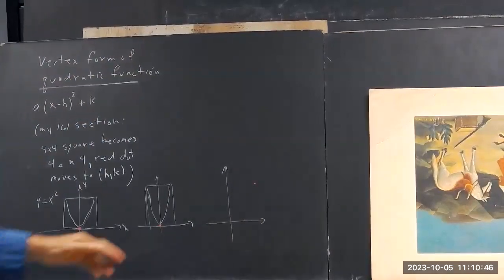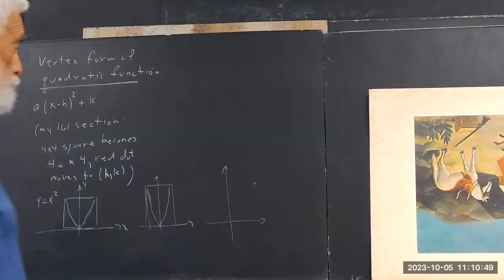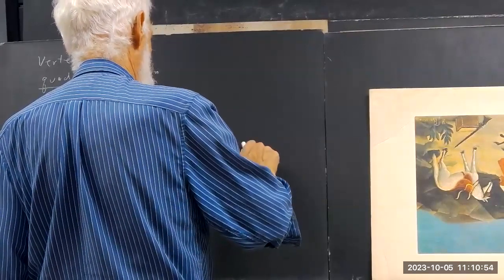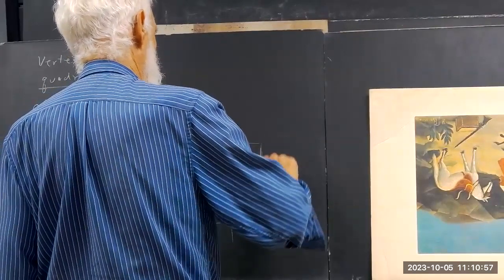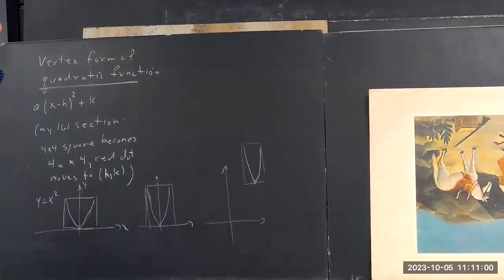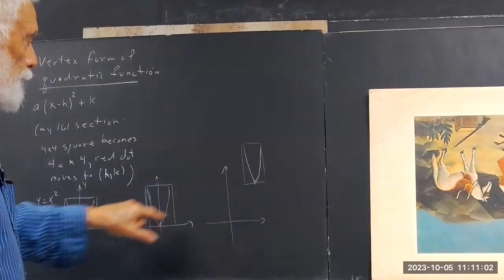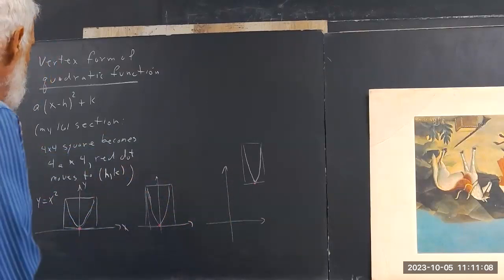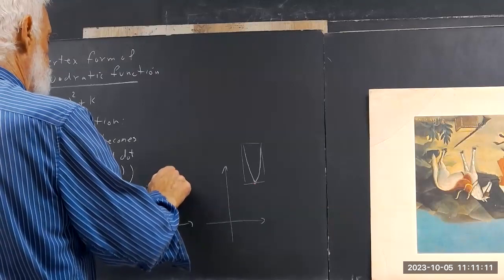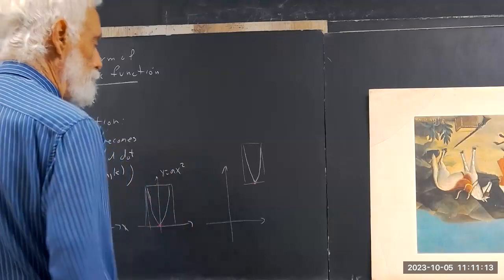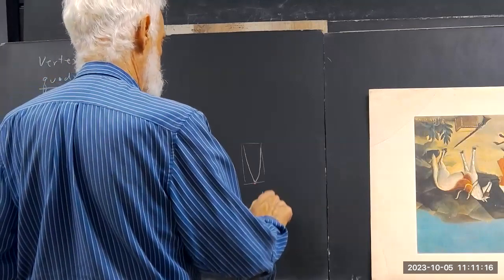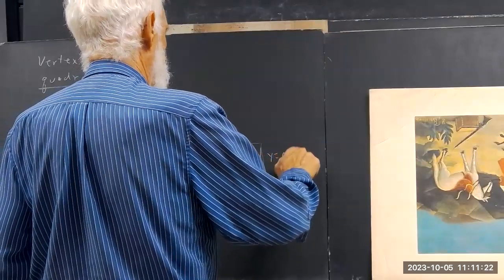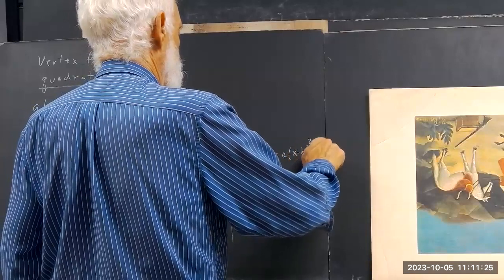So if we want to move the red dot here, there we have our graph. And it should have the same size and shape here as it does here, but I blew it. You get the idea. So this function is y equals a x squared. And if this is the point h, k, this is the function y equals a times x minus h squared plus k.